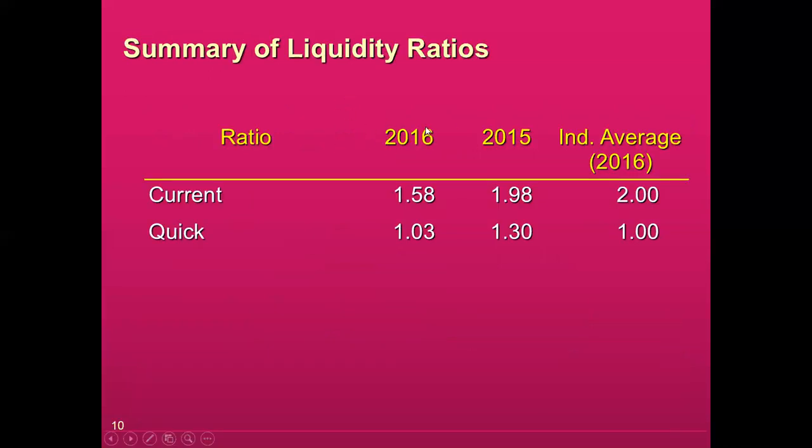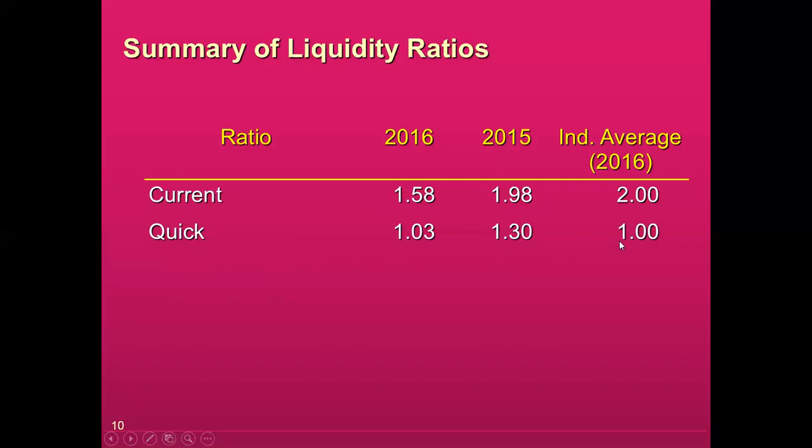If we compare company performance on an arbitrary basis, based on two years of data, of course the data is not available here, but just to give you an idea: if the industry average was 2, last year the company was at 1.98, and currently the company is at 1.58. It means that company performance as compared to 2015 is somewhat declining. The company does not have sufficient assets to pay its liabilities as compared to 2015, and as compared to the industry average, their position is quite down.